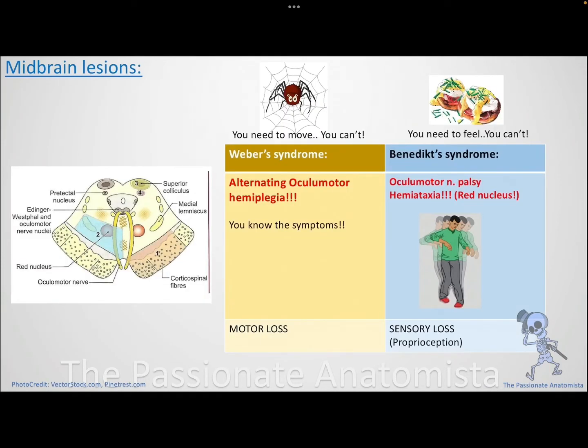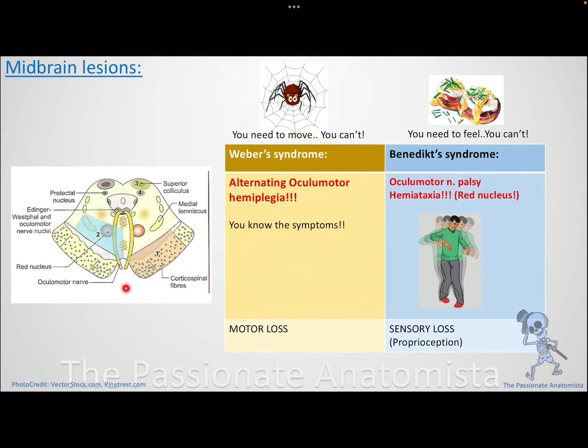What will happen if we have midbrain lesions? Remember our golden phrase, guys? The alternating something hemiplegia. Remember that was applied for the medulla. We had alternating hypoglossal hemiplegia. In the Millard-Gubler syndrome, we had the alternating abducent and facial hemiplegia. And now the prominent cranial nerve is the oculomotor. So we call it Weber's syndrome. This is what will cause you alternating oculomotor hemiplegia. How can you remember that? Weber, it's a web that the spider makes when it moves. So it needs motor. So it's related to the motor fibers that we have.